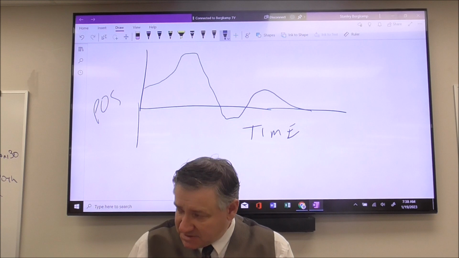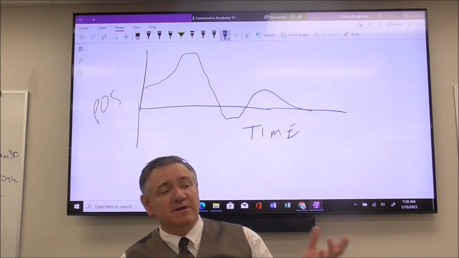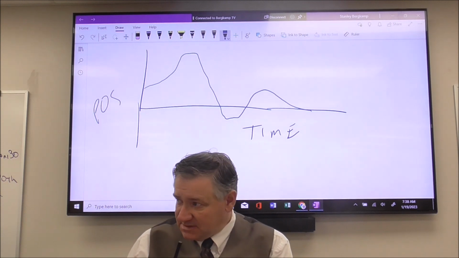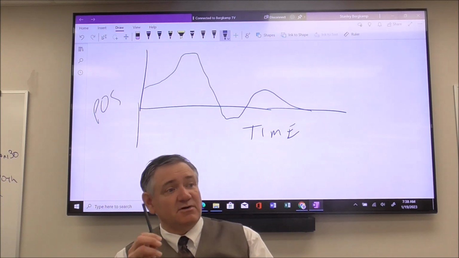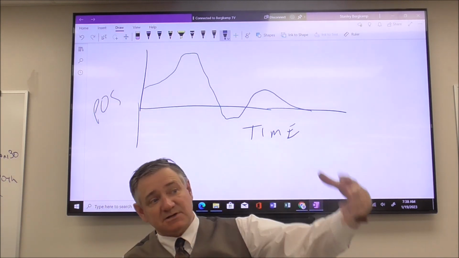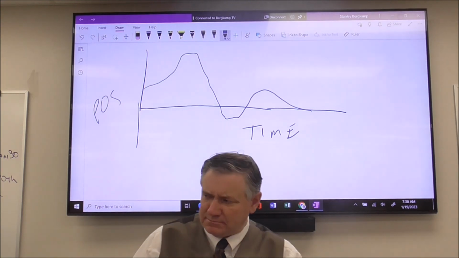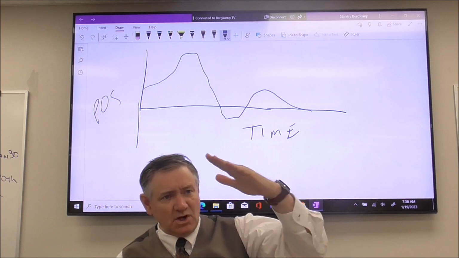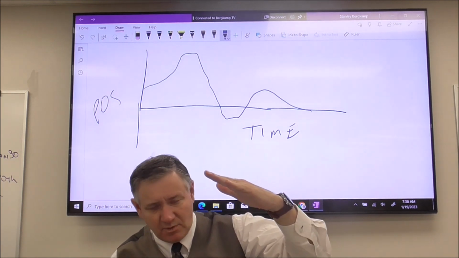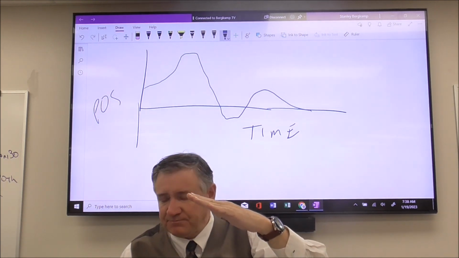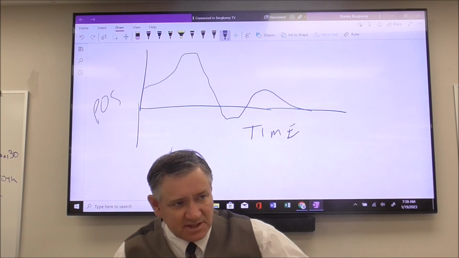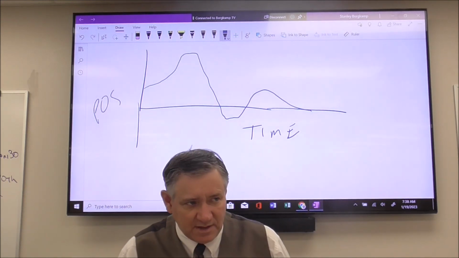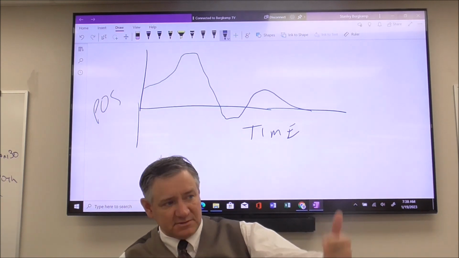So when you look at a position time graph, here's a couple of things to keep in mind. One being that the slope represents the velocity, okay? So this is a logic problem: slope represents velocity. If the slope is the same, what we call constant velocity, that means your velocity isn't changing. And if the slope is changing, you're only doing one of two things. You're either speeding up or you're slowing down.